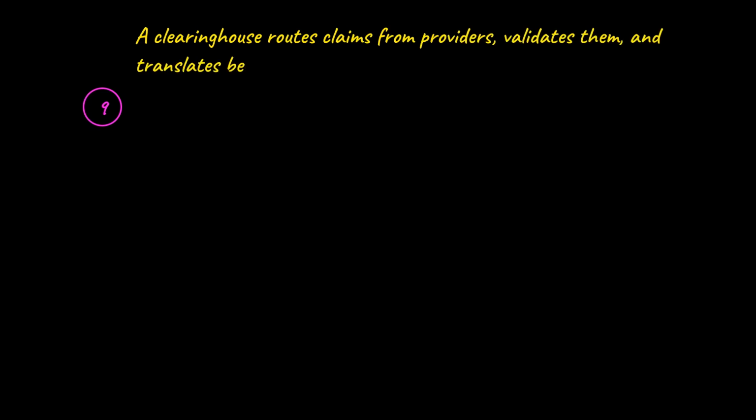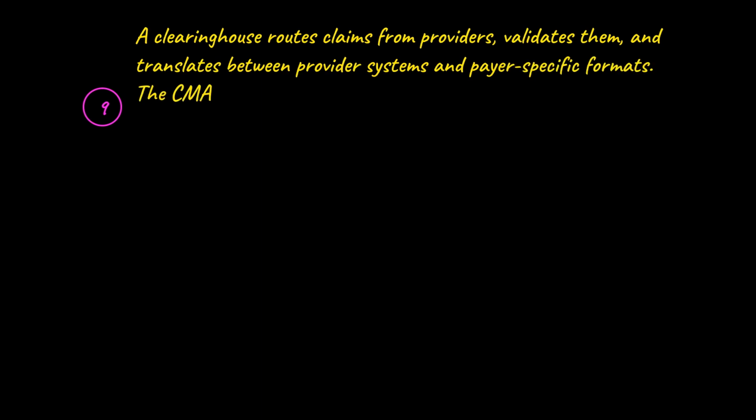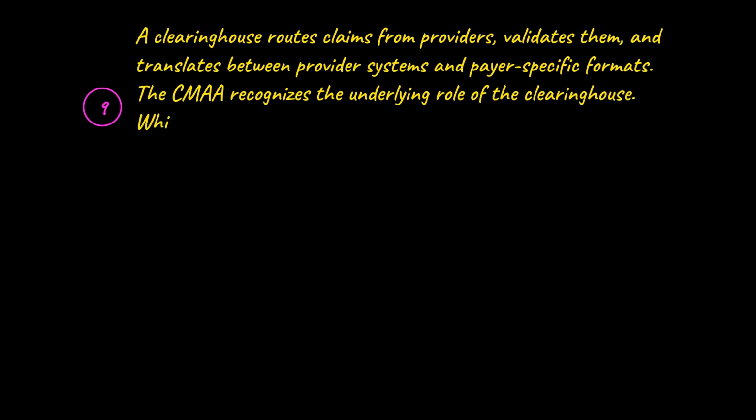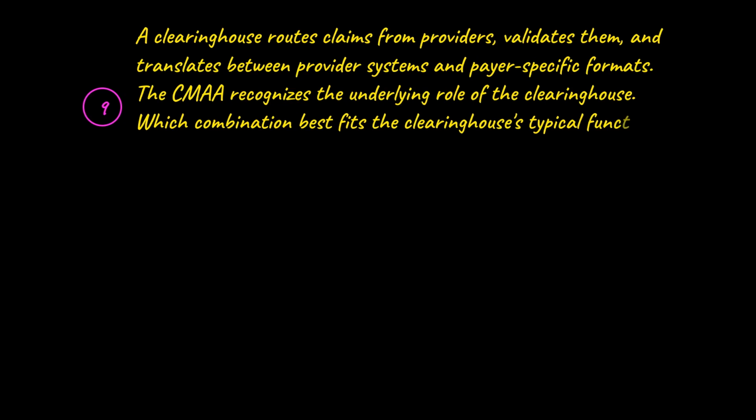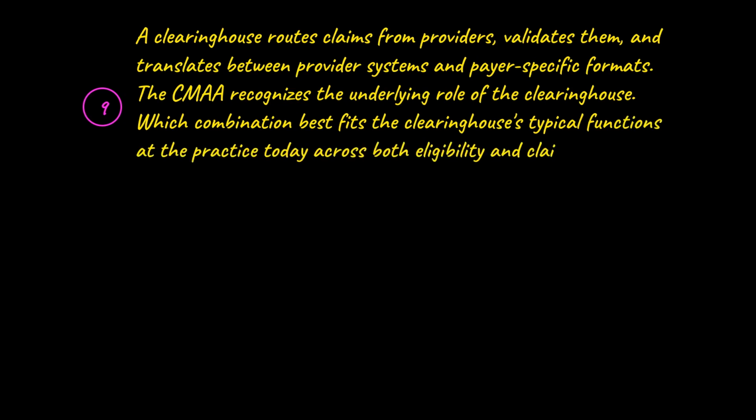Question 9. A clearinghouse routes claims from providers, validates them, and translates between provider systems and payer-specific formats. The CMAA recognizes the underlying role of the clearinghouse. Which combination best fits the clearinghouse's typical functions at the practice today across both eligibility and claim transmission workflows?